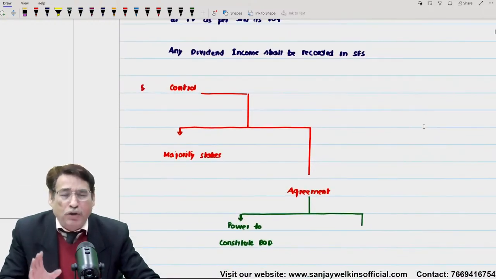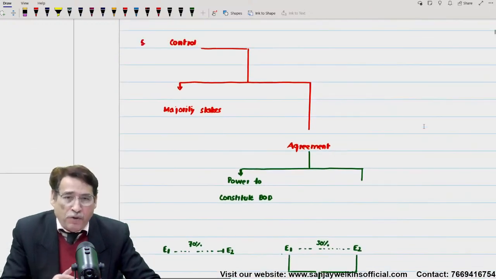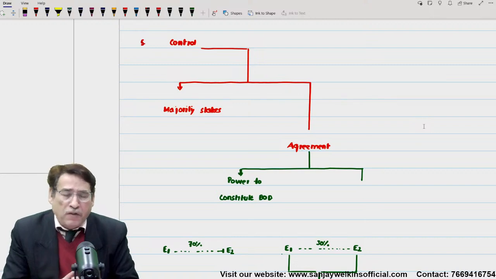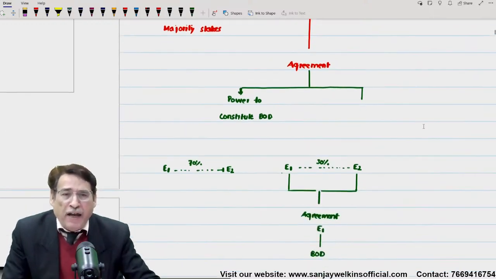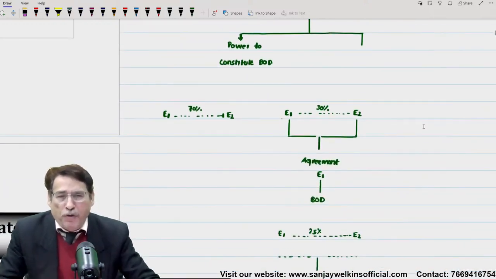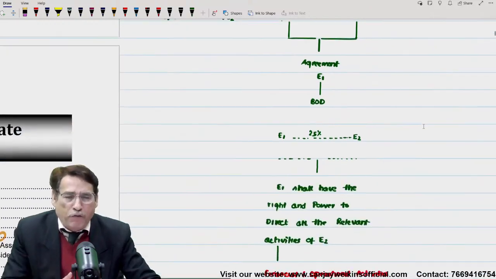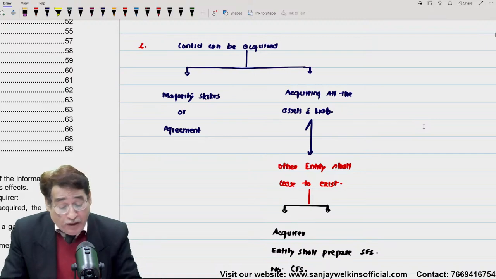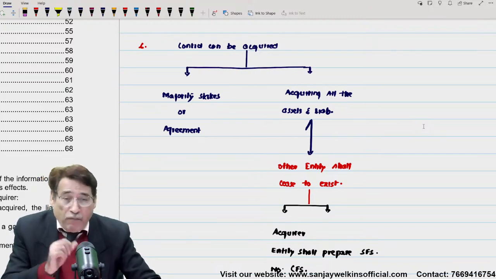Then we also took the concept of control. I told you that control can be acquired either through majority stakes or by way of agreement, where an agreement could be with respect to the composition of the board of directors or with respect to control of relevant activities. Correct? Then after that, I told you one very important aspect.